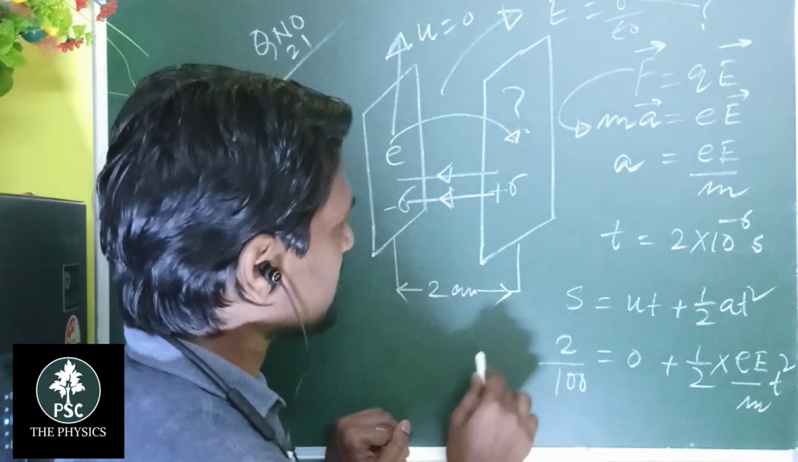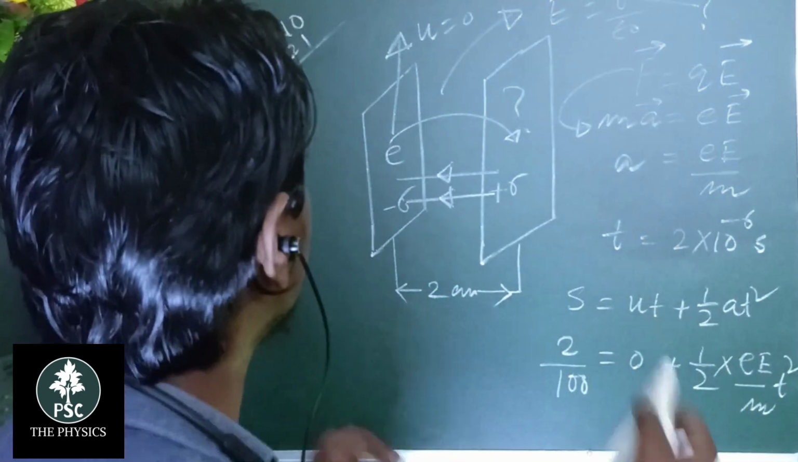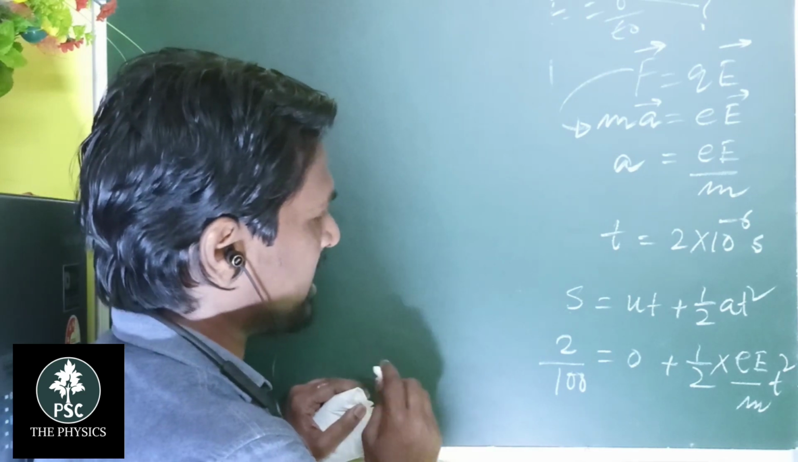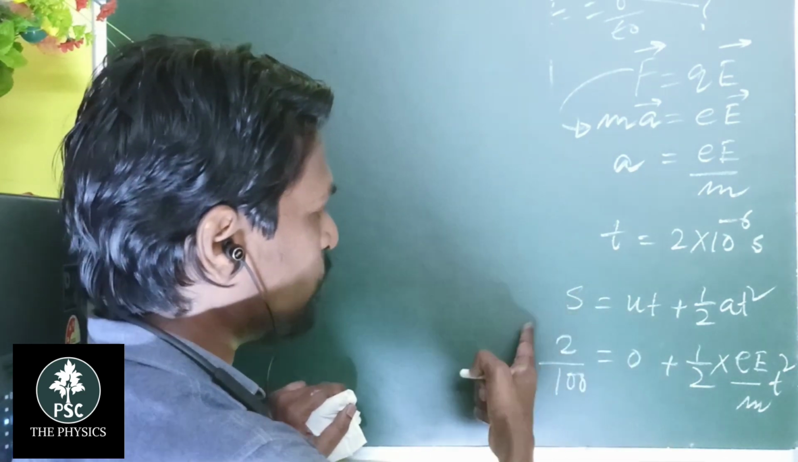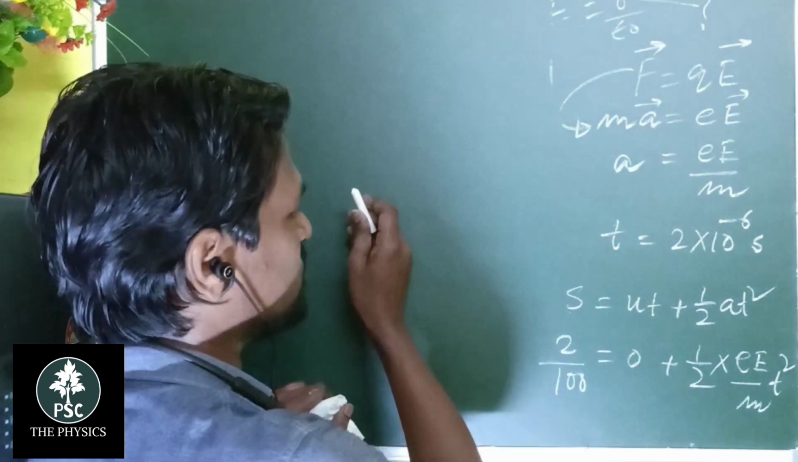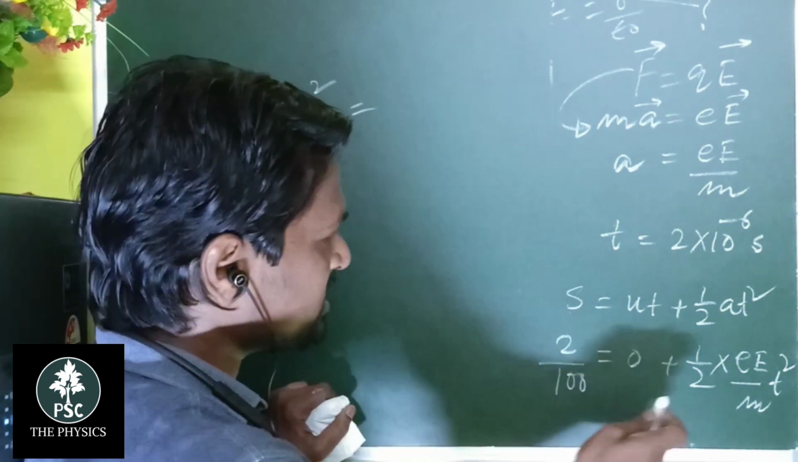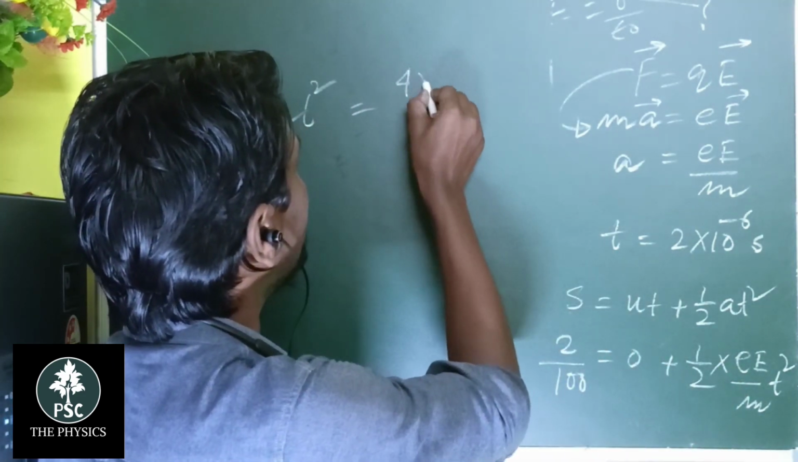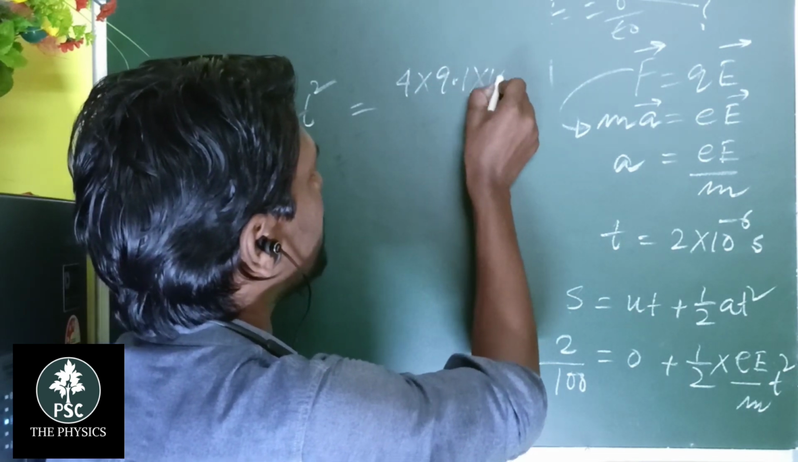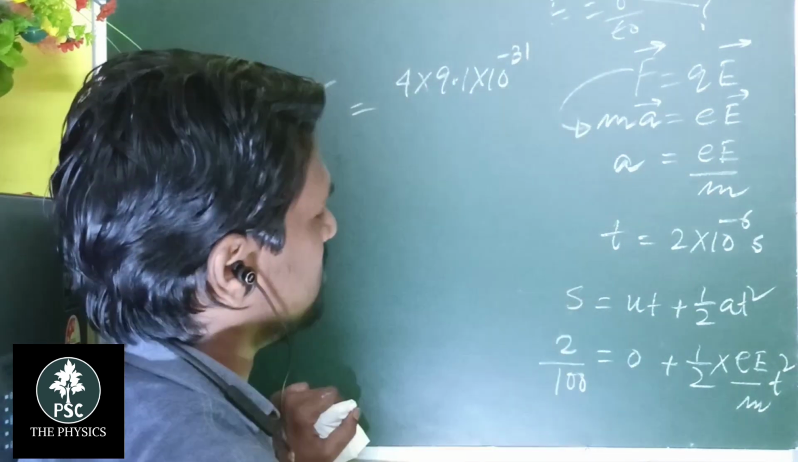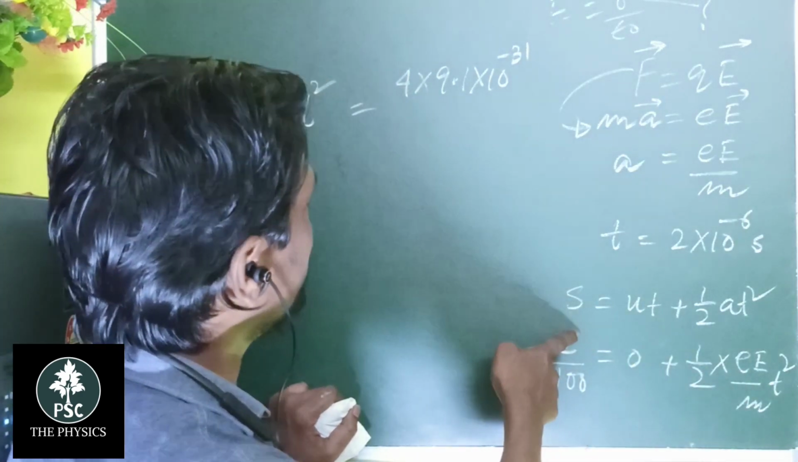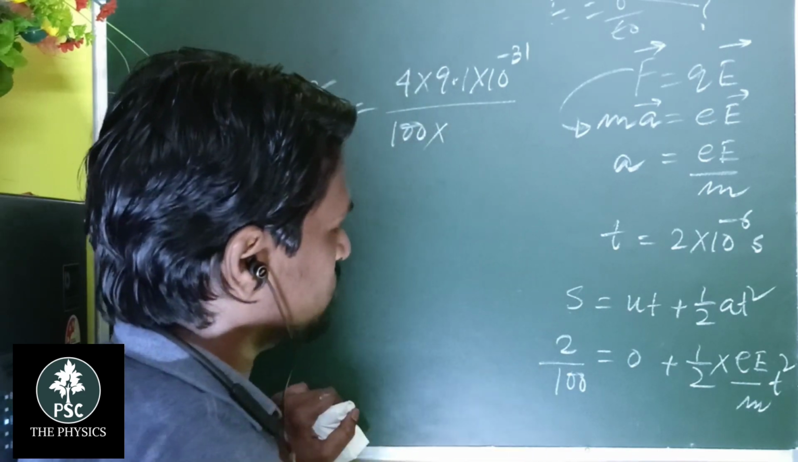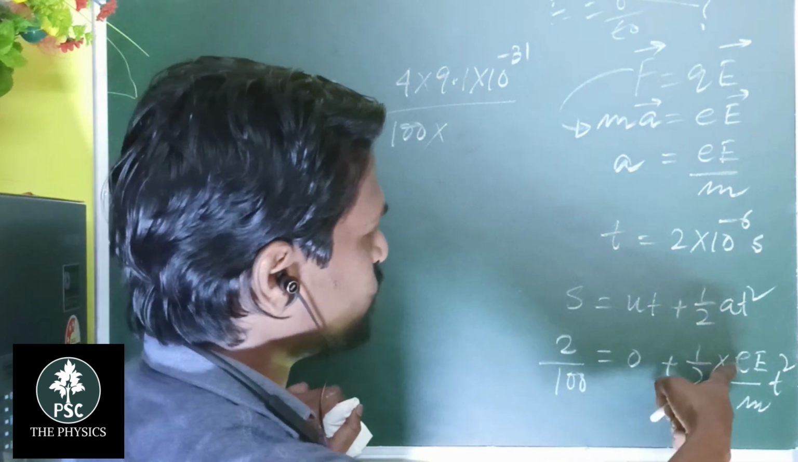So here you put sigma by epsilon naught, then calculate sigma. Okay, so we can erase this one and substitute. So 2 by 100, and 2 twos are 4. If we take a cross multiplication, then t square equals 2 twos are 4 into m. So 4 into m means 9.1 into 10 to the power minus 31, which is the mass of the electron. This is 2 into the mass of the electron into 2 divided by 100 into e into E.